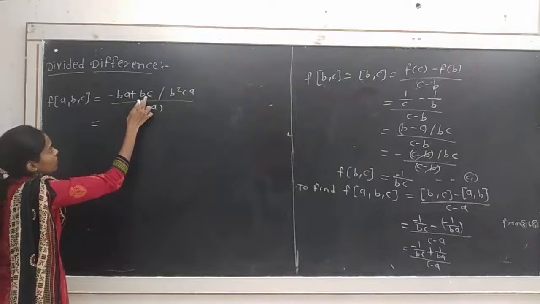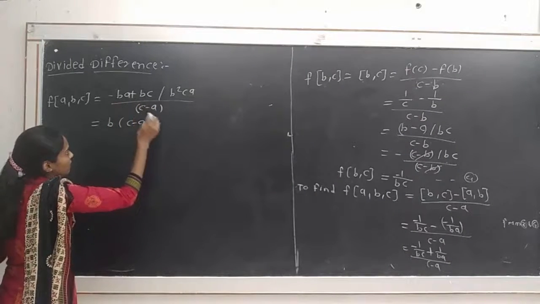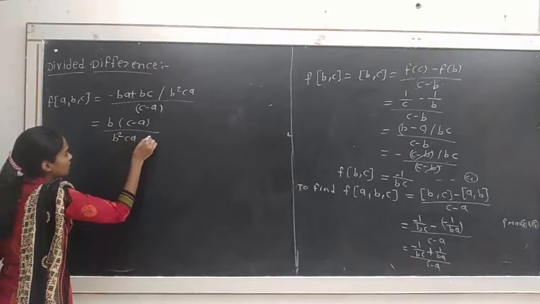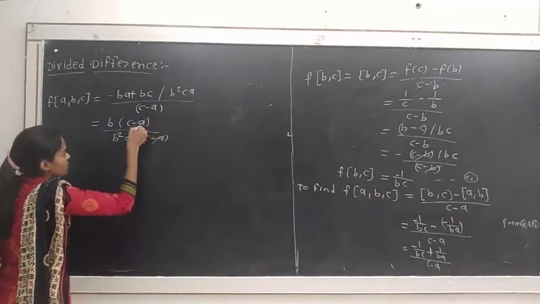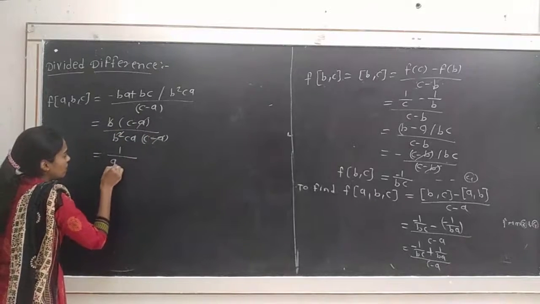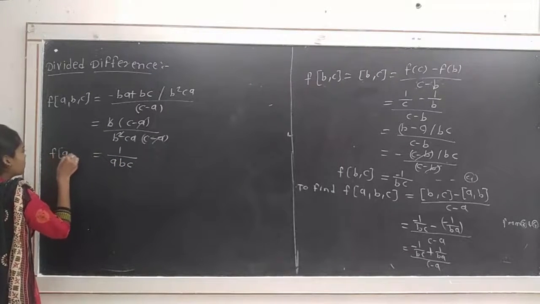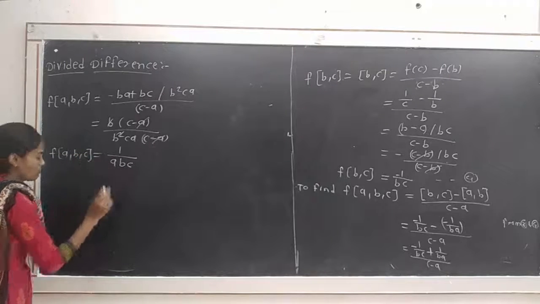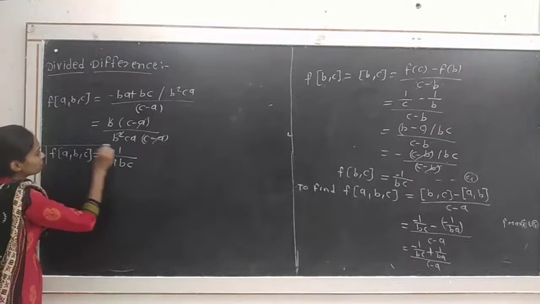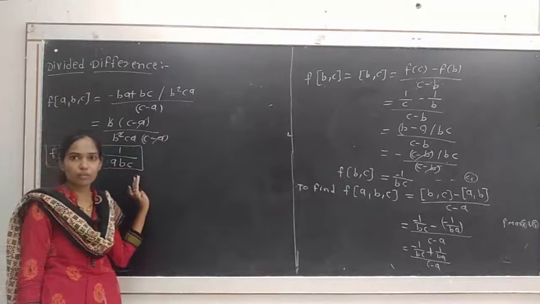Here, taking B outside, we get in bracket C minus A, divided by, this becomes a product, B square C A into C minus A. C minus A gets cancelled, and one B gets cancelled, so remaining only 1 divided by A into B into C. So the second divided difference for the arguments A, B, C will be 1 upon A into B into C. In this way we find the divided differences for the given function or the given arguments.